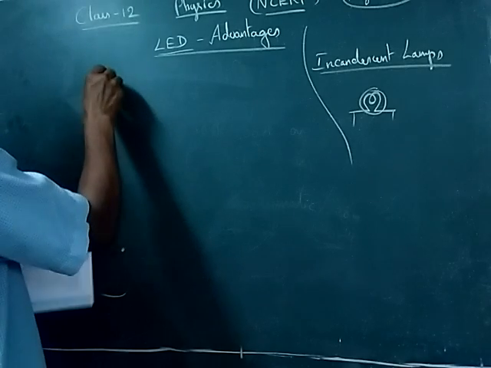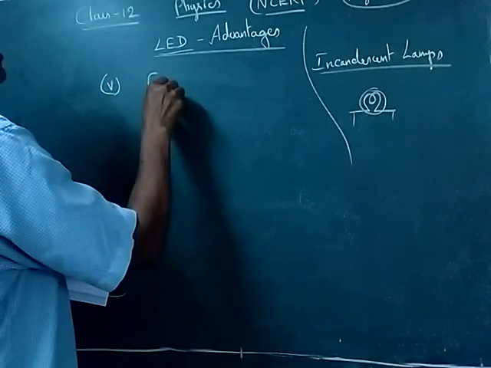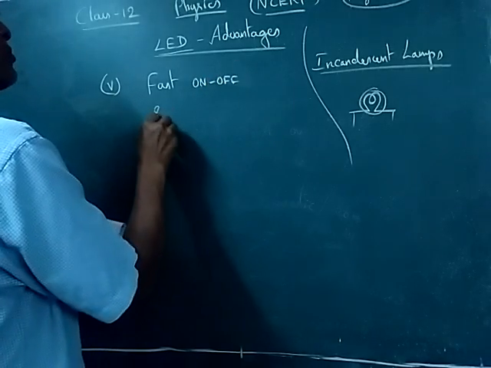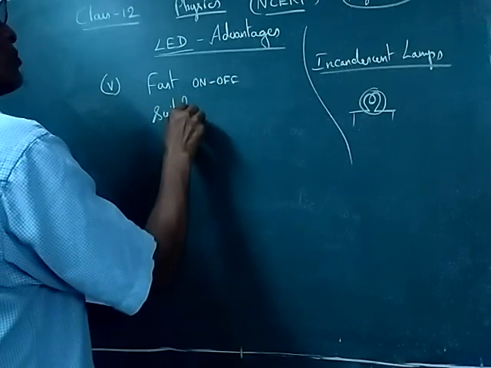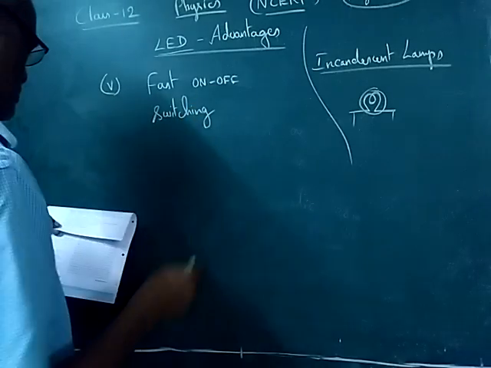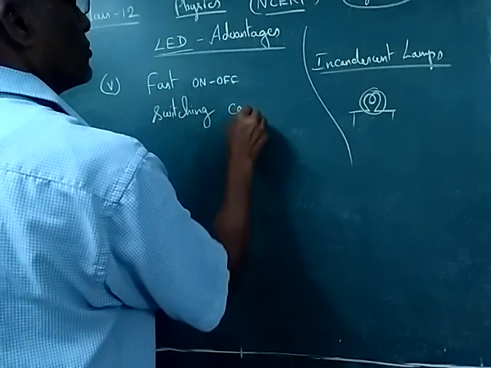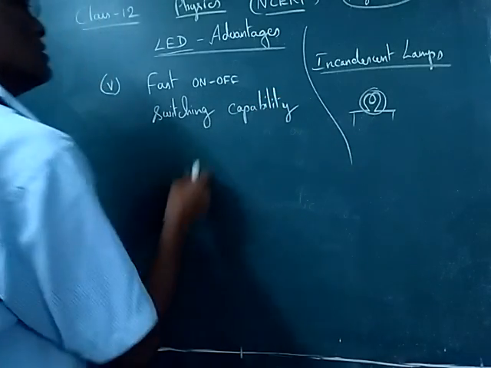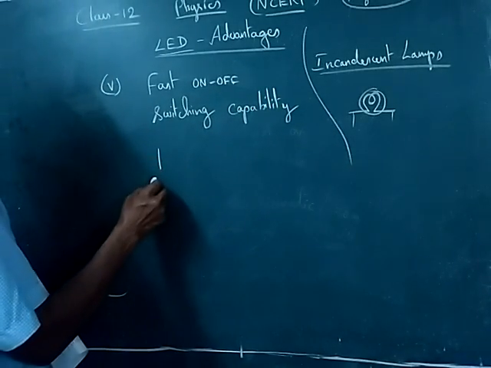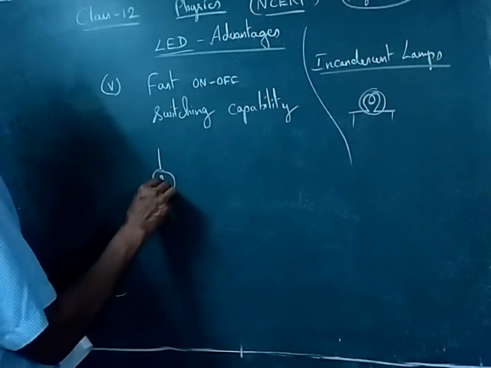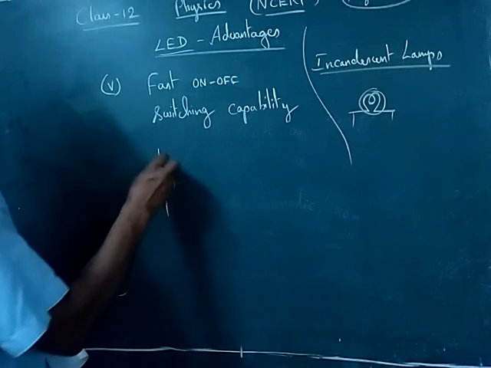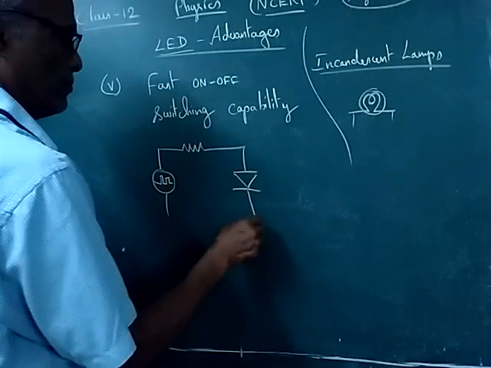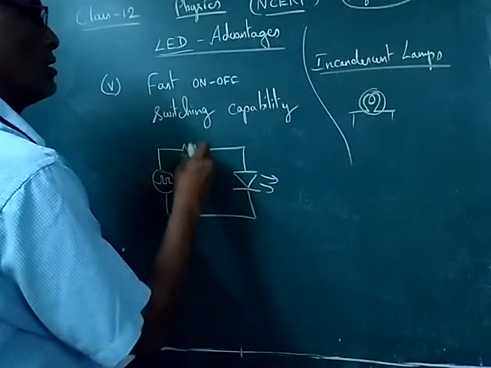Fifth point, fast on off switching capability. See, the idea is, suppose if you give a square wave signal, you have a series resistance and then you have an LED, okay, maybe 1K.